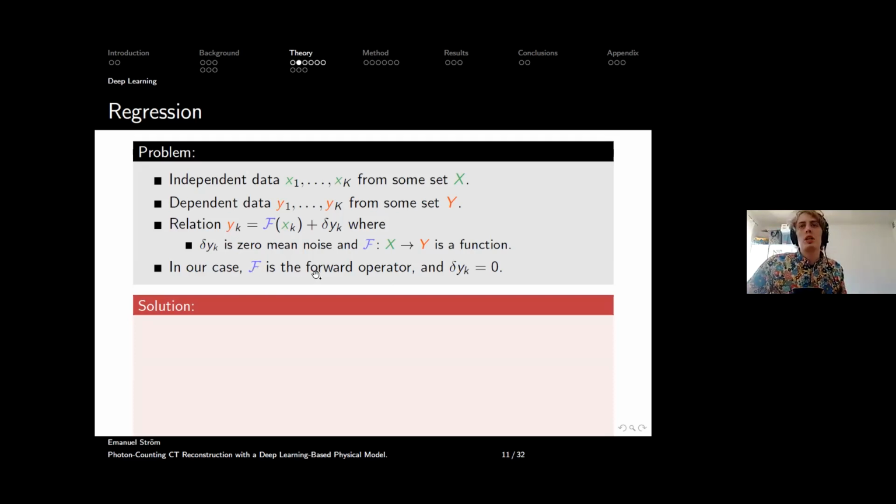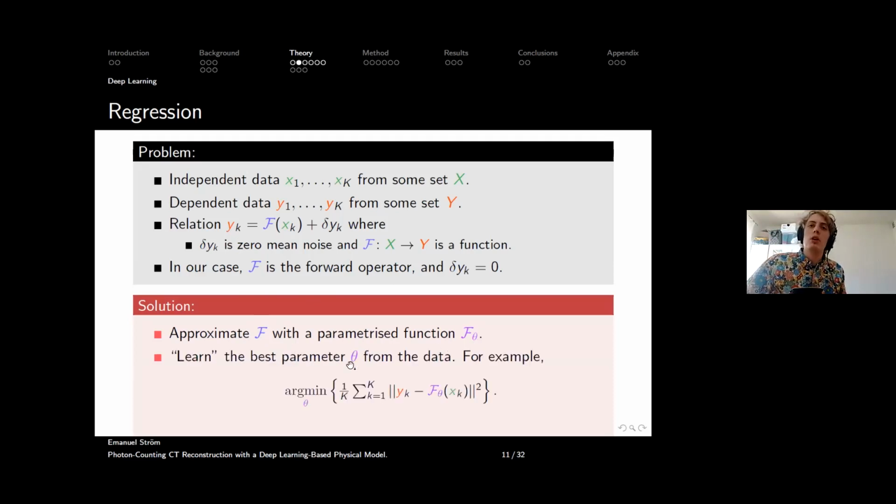So in regression, the solution is that we try to approximate this function with a parameterized function instead. We try to determine the parameter from the data. So we try to find the best choice of the parameter. For example, a standard way to do this is to minimize the mean square error of this function. And the process of this minimization is what we call training in machine learning, right?